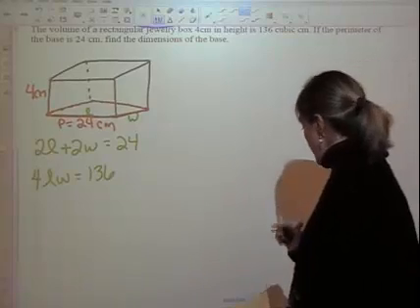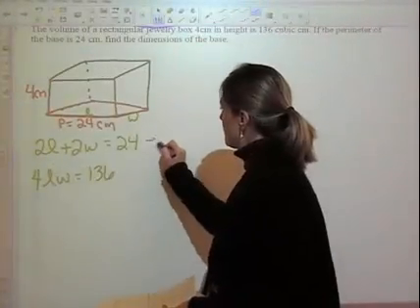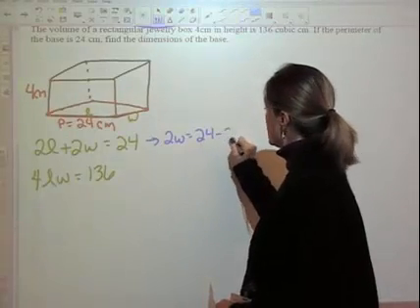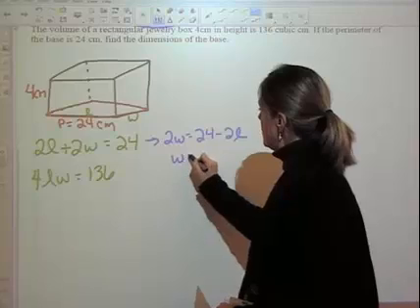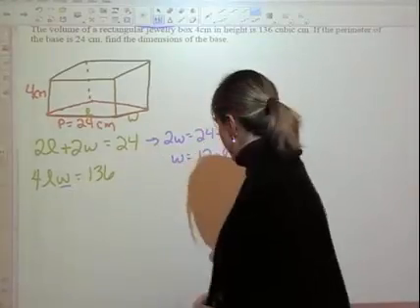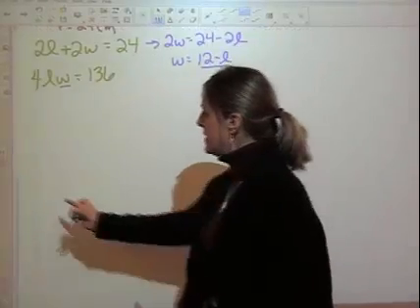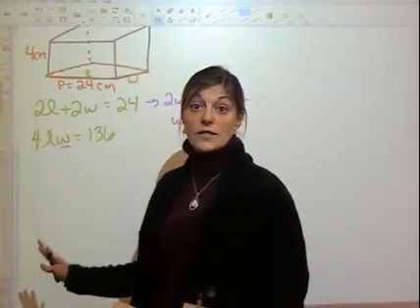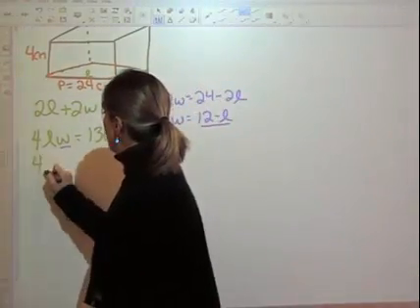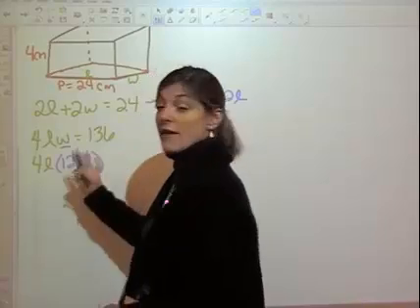So we have these 2 equations, and now what we can do is substitute. Let's solve for W in this equation, so that gives us 2W equals 24 minus 2L, and then if we divide everything by 2, we get 12 minus L. Then we're going to plug that into our volume formula. This is just one way to solve this problem; there are lots of different ways you could do it that are correct. So 4L times 12 minus L. Now we have it all in terms of L.